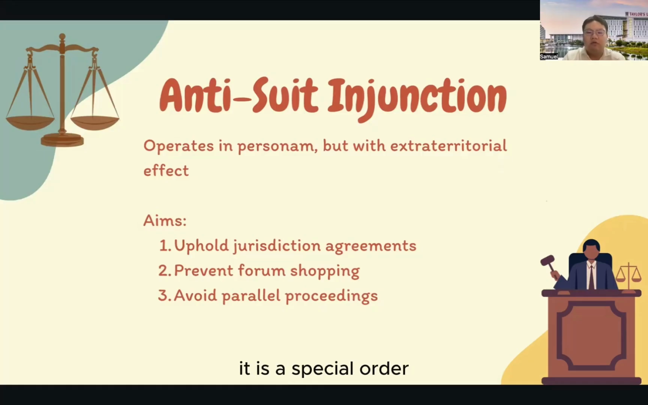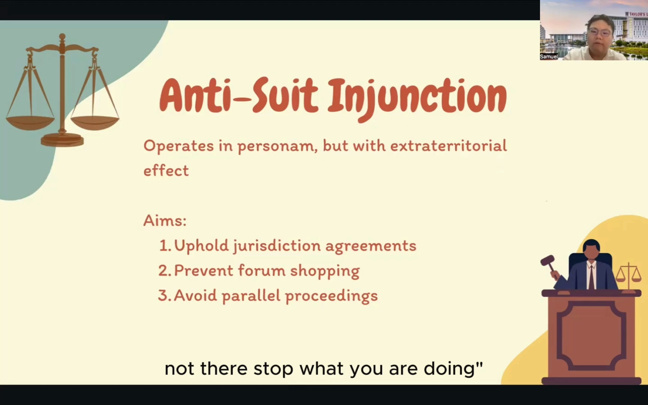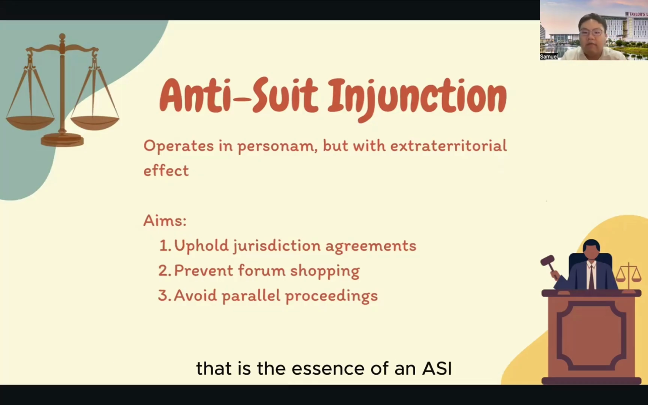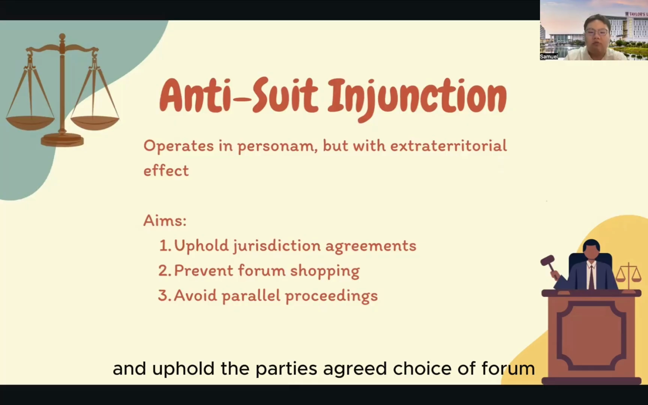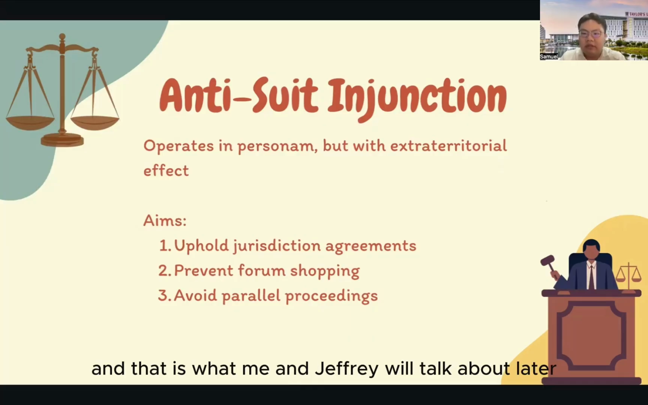It is a special order you can ask from the English court, telling your partner, you agreed to sue me here, not there. Stop what you are doing. It doesn't target the foreign court directly, it targets the person, but the effect is the same. That is the essence of an ASI, to prevent unfair or duplicate litigation and uphold the parties' agreed choice of forum. But within the EU, this tool becomes highly controversial, and that is what Jeffrey and I will talk about later.